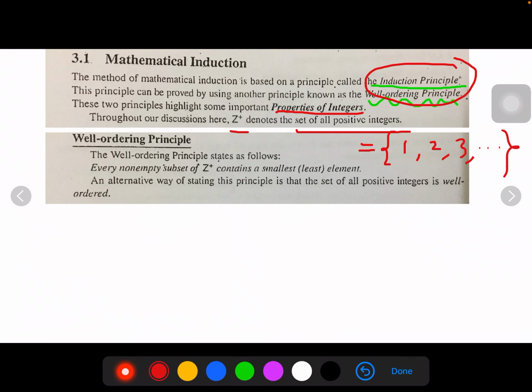So what is meant by well ordering principle? The statement says that every non-empty subset of Z plus, non-empty means there should be at least one element in that set, and that set is a subset of Z plus, contains a smallest element. It should have minimum elements, starting element in that set. An alternative way of stating the same principle is that set of all positive integers is well ordered always.